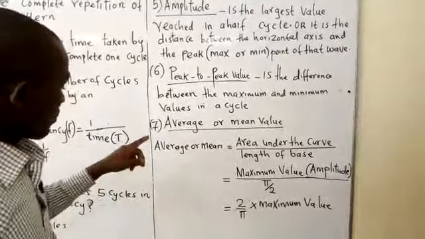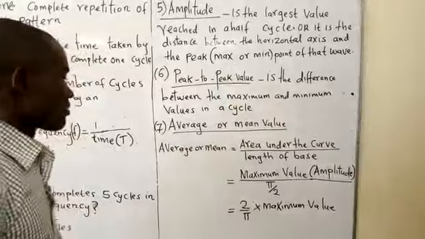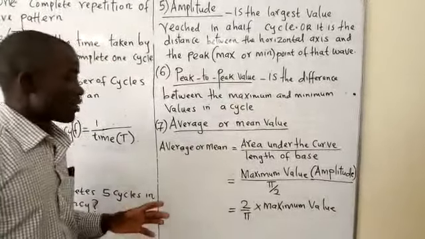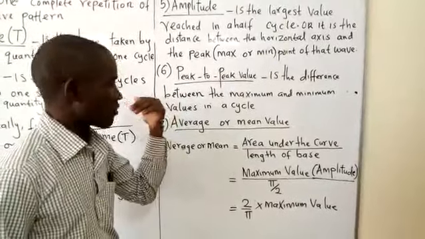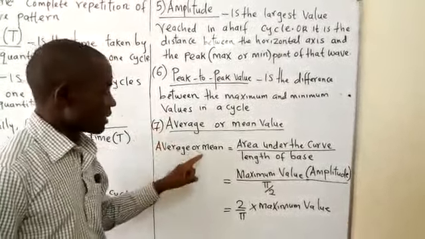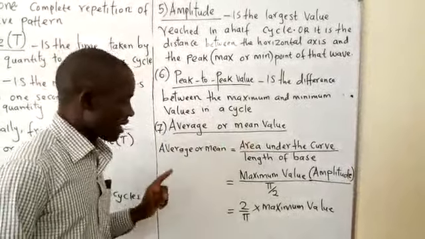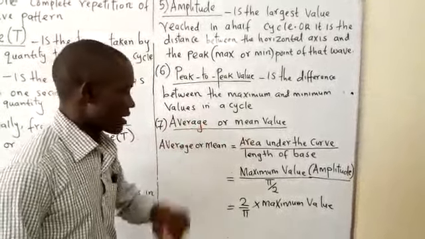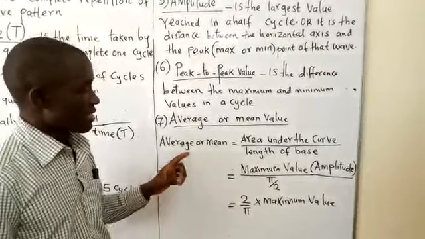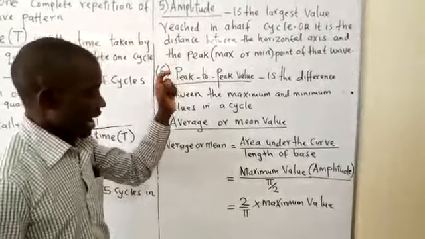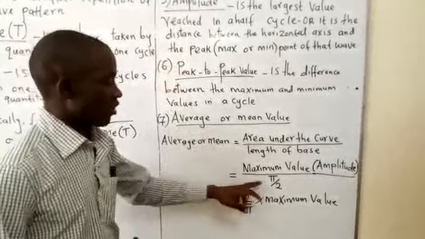The next point is the average or the mean value. Remember, whenever you are getting the mean, you take the area under the curve. Remember, we have drawn the waveform on the other side. If you want to get the mean, you will take the area under the curve over the length of the base. This is the same as you will take the maximum value against the point you are able to see on the x-axis.